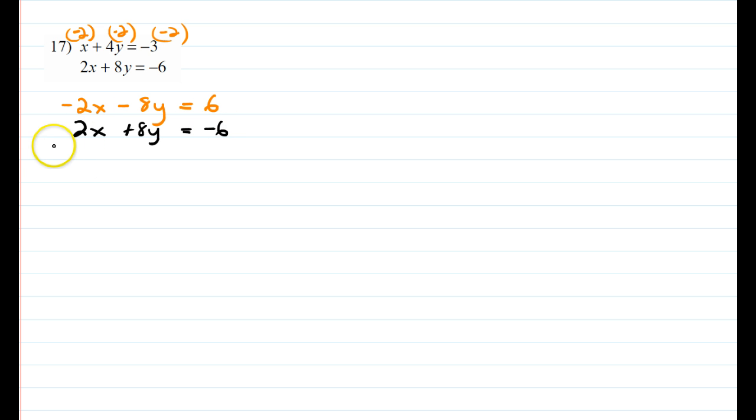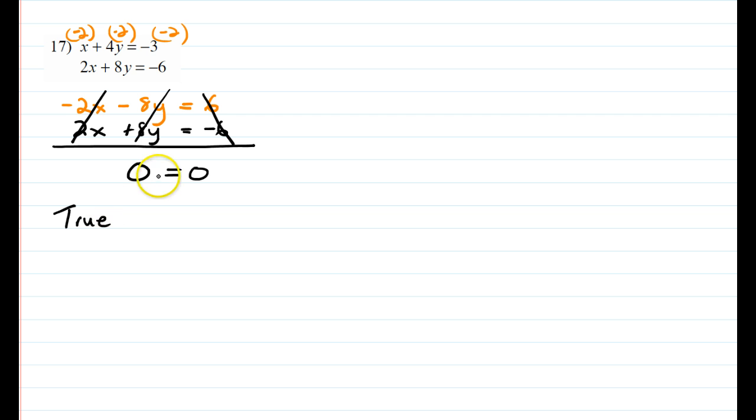And so now you may already notice that these are opposites, so they go away. These are opposites, so these go away. These are opposites, so these go away. So I'm left with 0 equals 0. So when I have 0 equals 0, that is a true statement. And so when this is true, 0 equals 0, we say many solutions.